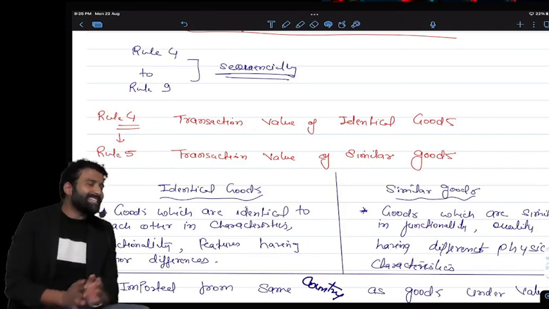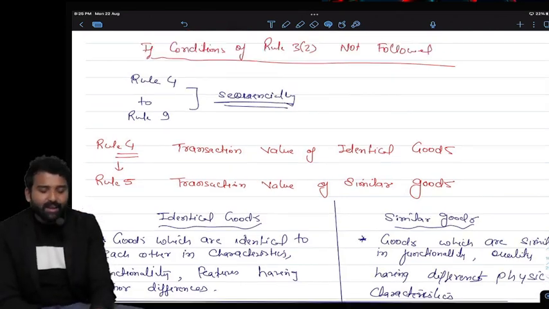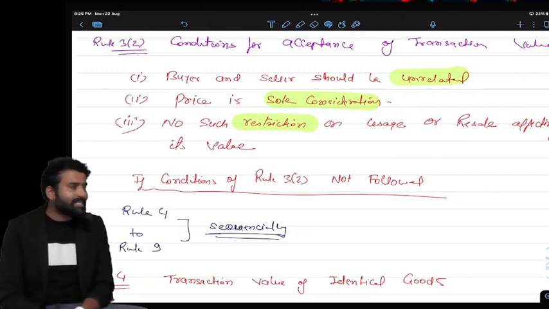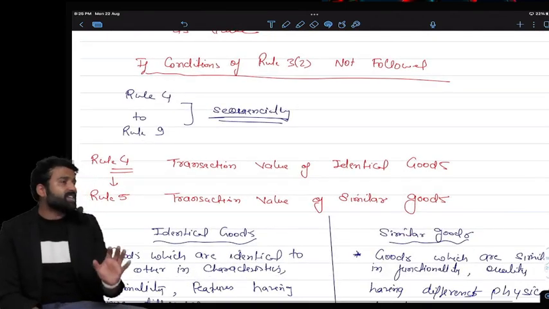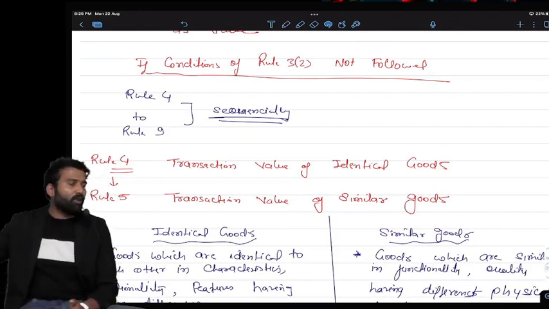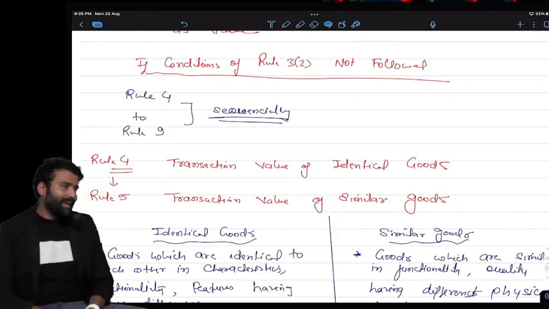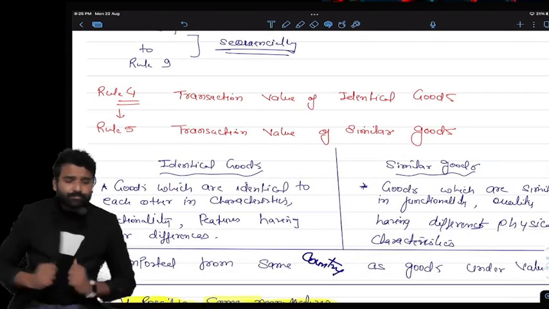If my transaction value is not genuine, if my transaction value is not right, or my transaction is a related party transaction, there are some other considerations and restrictions. Because of that, if my transaction value is not correct, I will proceed sequentially, following from rule 4 to rule 9. Now what about rule 4? What about rule 5? Very simple.